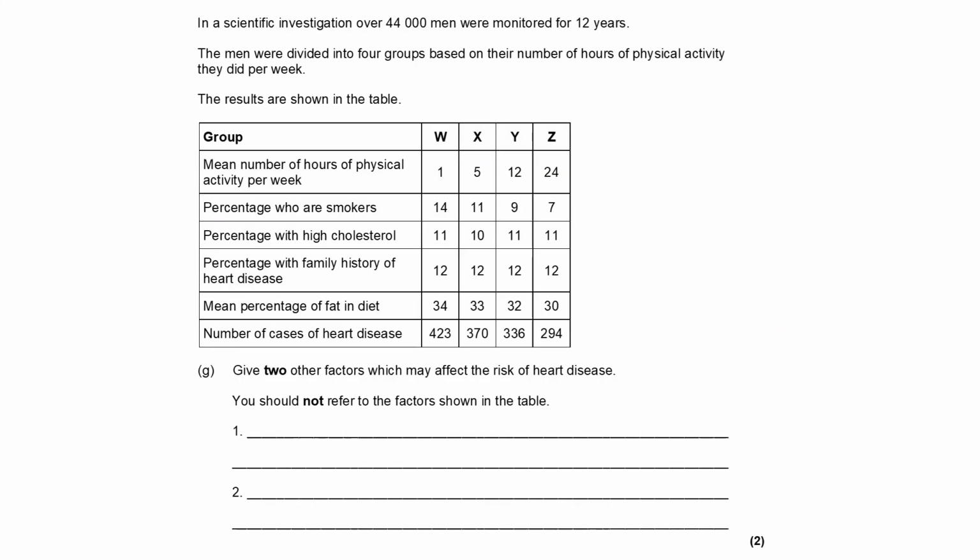In a scientific investigation, over 44,000 men were monitored for 12 years. The men were divided into 4 groups based on their number of hours of physical activity they did per week. The results are shown in the table. So I'm going to have a look at that table in a little bit of detail. I can see the 4 groups. I can see they looked at physical activity, who smokes, cholesterol, family history of heart disease, mean percentage of fat in diet, number of cases of heart disease. So quite a number of risk factors. And then part G says, give 2 other factors which may affect the risk of heart disease, and you should not refer to the factors shown in the table.